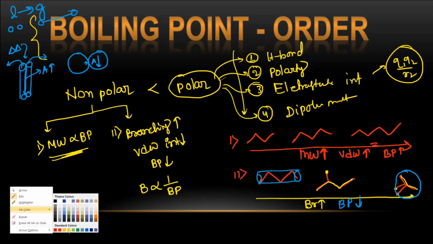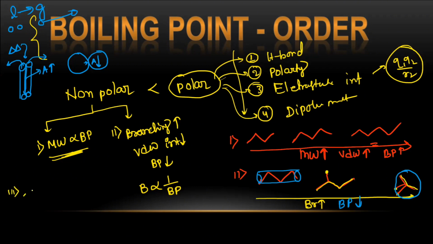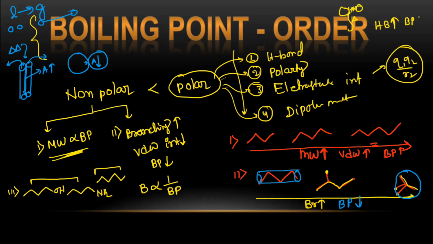Now let's go to the third example. For example, OH, NH2, and this carbon CH3. Now among these three, there is a comparison of non-polar versus polar. These two are polar, but this is non-polar. Then obviously the non-polar will have the least boiling point. Now among these two polar molecules, if we look at polarity or hydrogen bonding, the more the hydrogen bond, the more strongly two molecules are connected. Then more heat will be required to separate them, then the boiling point will be higher.